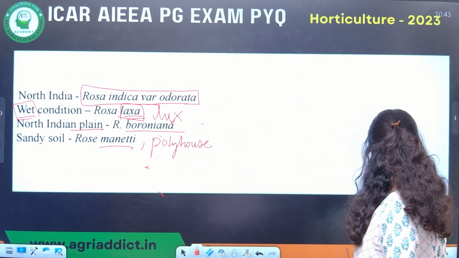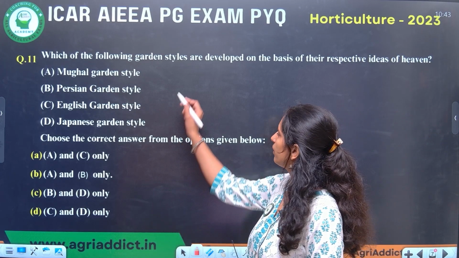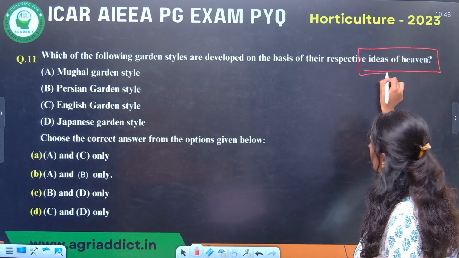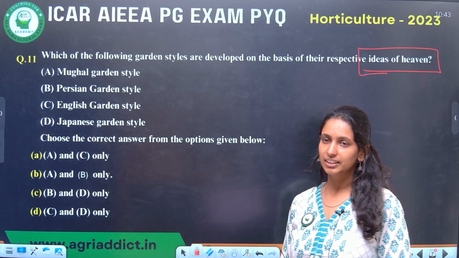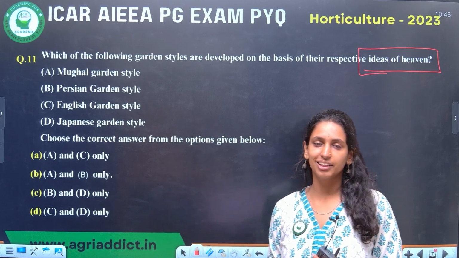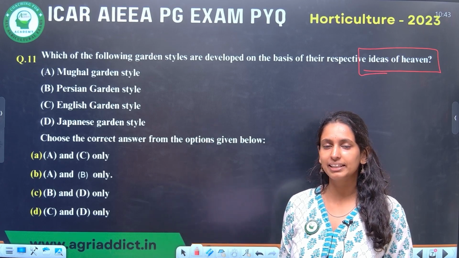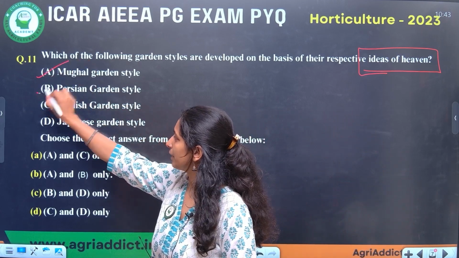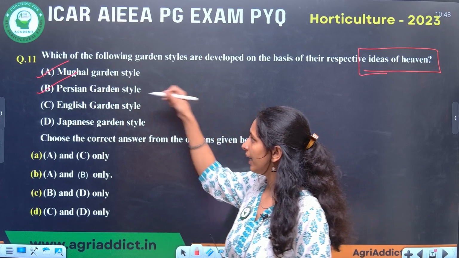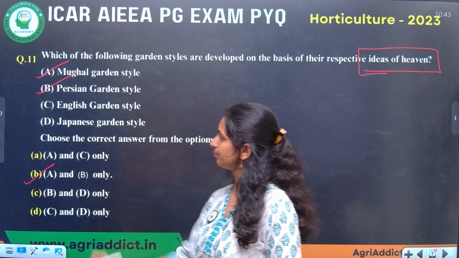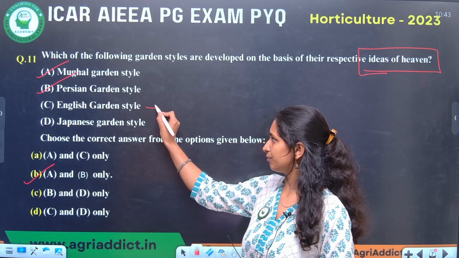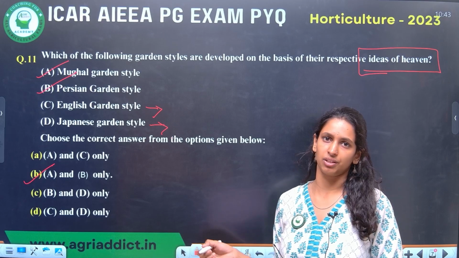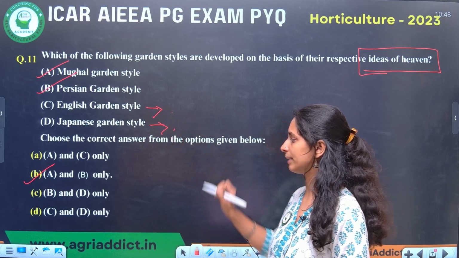Okay, let's see the next question. Which of the following garden styles were developed on the basis of respective ideas of heaven? In the last video, I mentioned this. Generally, in garden types, they may ask about the features of the garden or mainly about examples. Here we can see the Mughal garden and Persian garden; these are related to the idea of heaven. So the answer is B. The English garden, we all know, is a freestyle garden, and the Japanese garden is a type of nature in miniature. They are both informal types of garden.